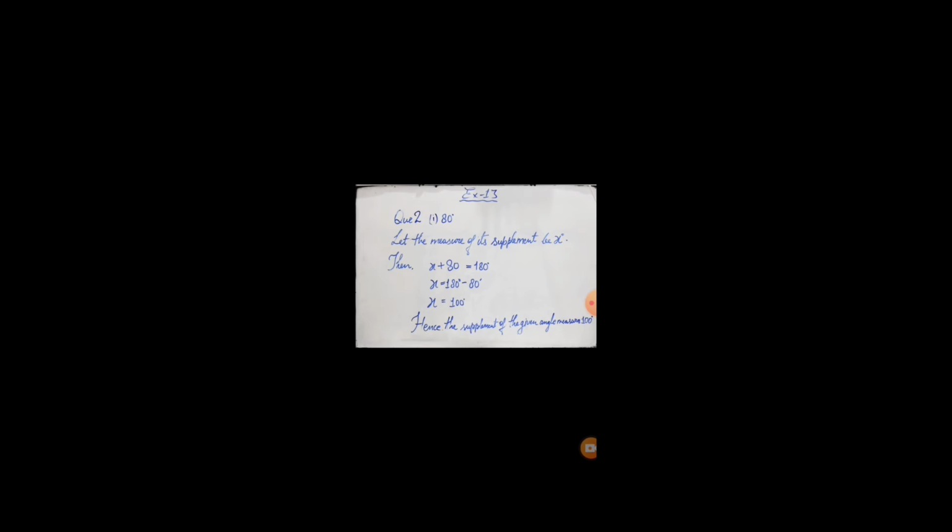180 degrees. Now we want to find the value of x, so we will transpose this 80 towards the right hand side. When it goes towards the right hand side, it will become negative. We know that. Now 180 minus 80 equals 100 degrees. So we have got the value of x, hence the supplement of the given angle measures 100 degrees. In this way you will find the other supplementary angle measures in question number second.